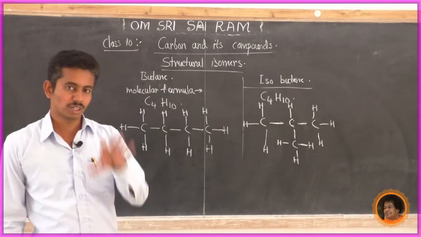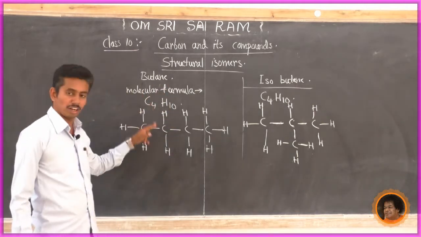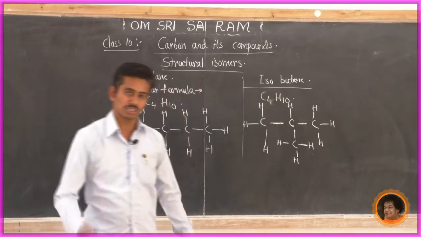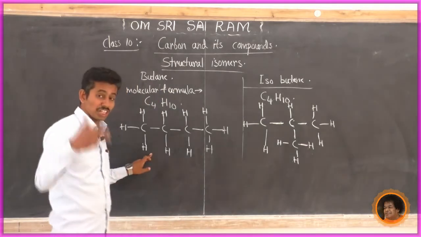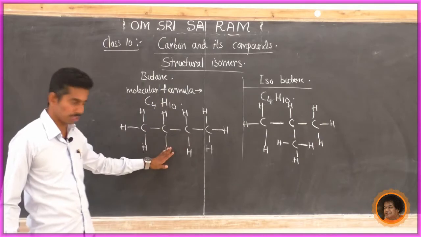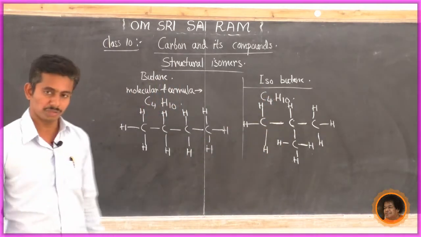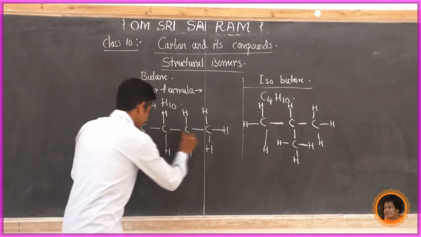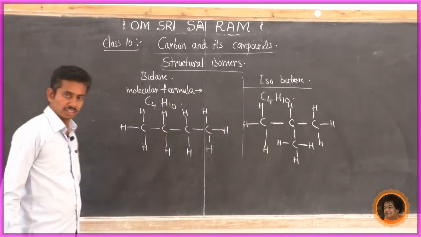Now tell me, what is the difference between normal butane and isobutane? This is normal butane; look at the molecular formula, C4H10. What about isobutane? Its molecular formula is also C4H10. So the molecular formulas are the same. What about the structural formula? This is the structural formula of normal butane, and this is the structure of isobutane. Is there any difference? Yes, because this is a straight chain but this one is a branched chain. So the structure is different, not the same.